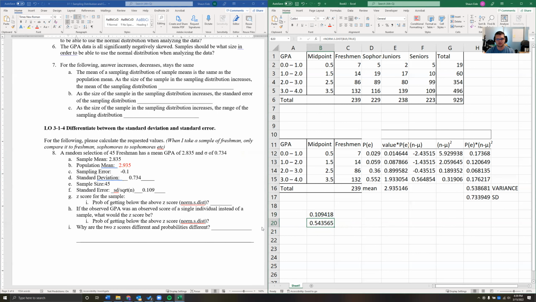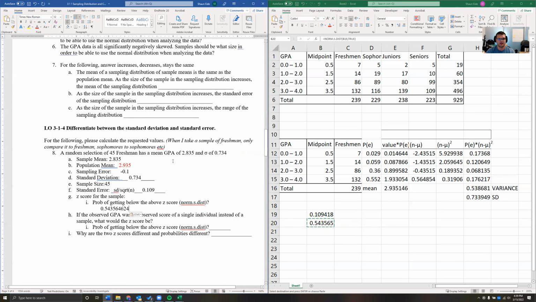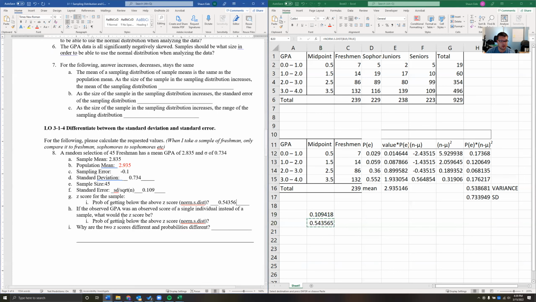this z-score. Okay, so we're going to Control C, paste values, and then let's see, we really only need to go to 3. So I'm going to go, you notice it goes 5, 4, 3, 5. So I'm going to put 5, 4, 4. So the next question is if this observed GPA was an observed score of a single individual instead of a sample, what would the z-score be?